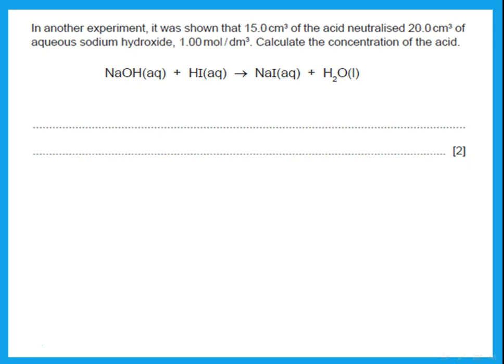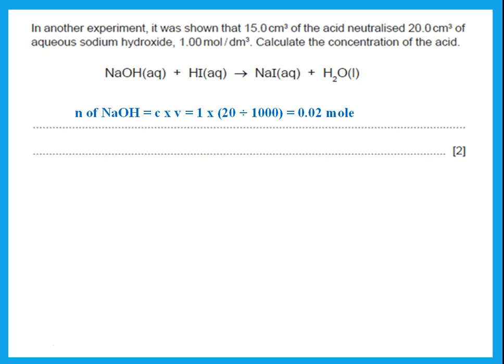In another experiment, it was shown that 15 centimeter cubed of the acid neutralized 20 centimeter cubed of aqueous sodium hydroxide, 1 mole per decimeter cubed. So he's giving me information about sodium hydroxide, volume and concentration. And he's saying he wants the concentration of the acid. So first of all, I need to get number of moles of whatever he gives me information for. So number of moles of sodium hydroxide, do not forget to divide the 20 by 1000, so I get 0.02 mole.